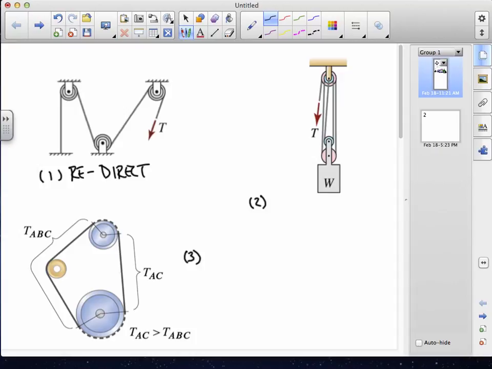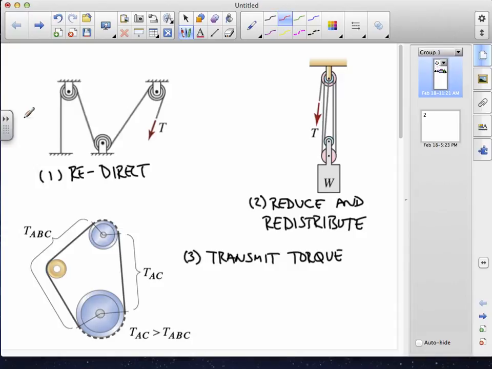2. Reduce and redistribute the tension among multiple parallel cables, or 3. Transmit torque. This last application is found, for example, in a traditional internal combustion engine where the crankshaft drives a pulley around which is wrapped a serpentine belt that in turn drives other system components.